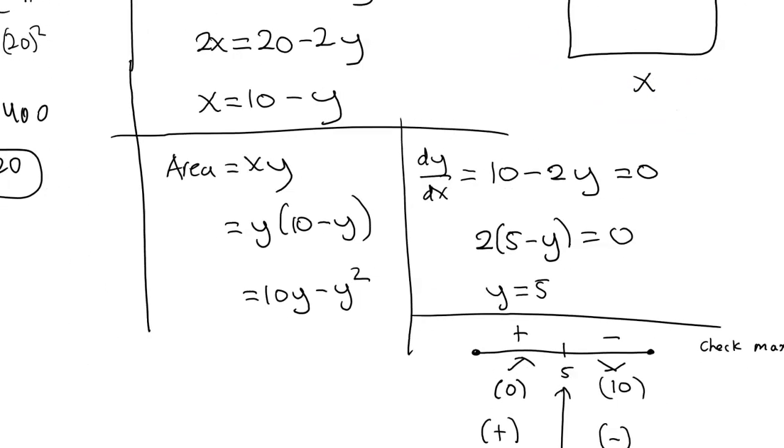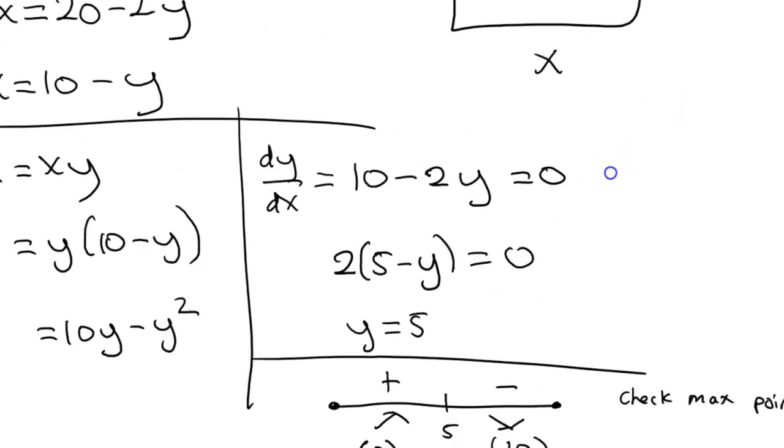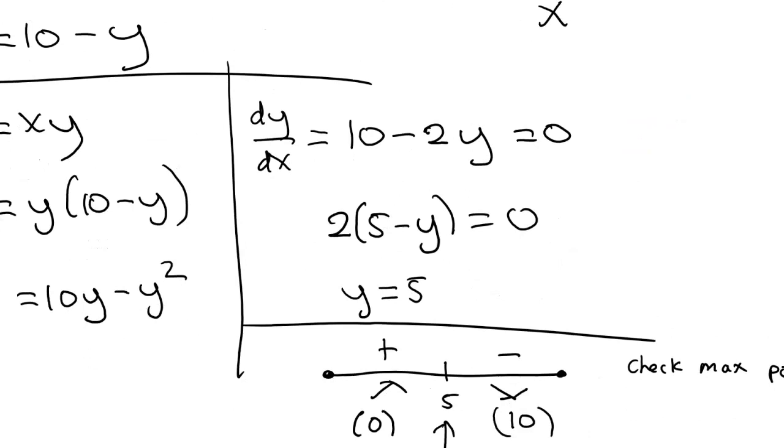Because when we find the first derivative, we'll want to set it equal to 0 to find a critical point, and then from that critical point we'll use the number line to see if that number is a maximum. So we'll take the derivative of that, which will be 10 minus 2y equals 0. So we factor it out, which will be 2 times 5 minus y, and then y will equal 5.